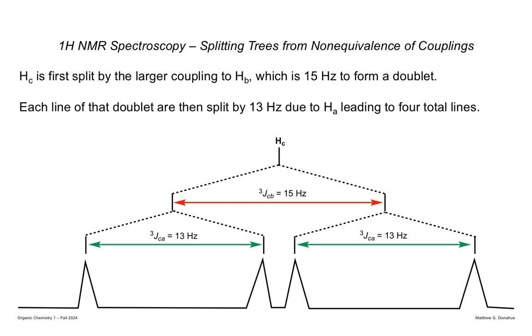We first report the largest coupling, which is 15 hertz, and that's from C to B. So there's your first doublet. Now each of those lines is then showing the coupling from C to A, which was 13 hertz. So there's your second doublet. And then since each line has that, this is called a doublet of doublets.